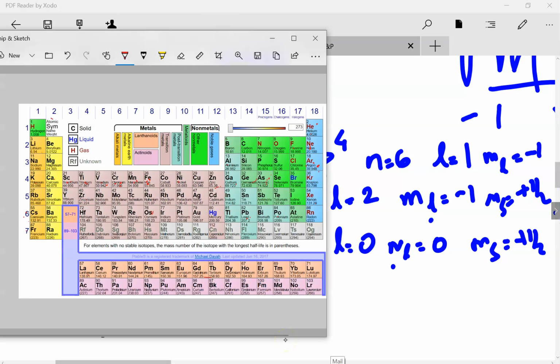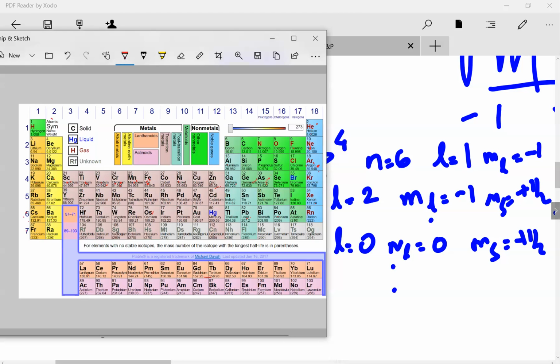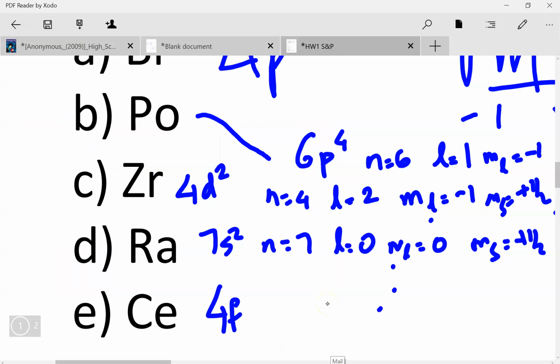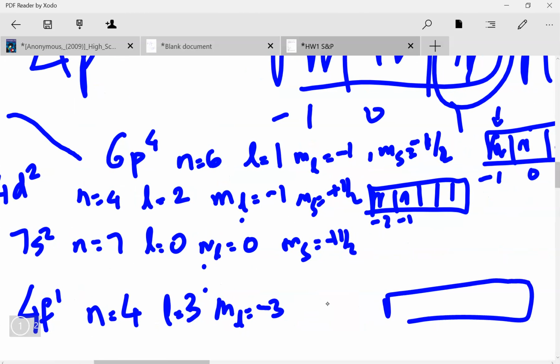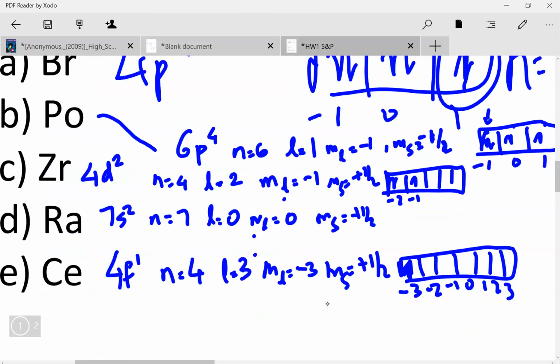Ce, it's over here, 58. 58 doesn't really help me. That is a 4f1. And I won't ask this on the test because, like I said, there was that confusion, but n equals 4, l equals 3, ml equals, for f1, it would be -3 because that's the first electron. And 1, 2, 3, 4, 5, 6. That's just -3 over here. The rest of them are empty. And ms equals +½. You could also write -½.